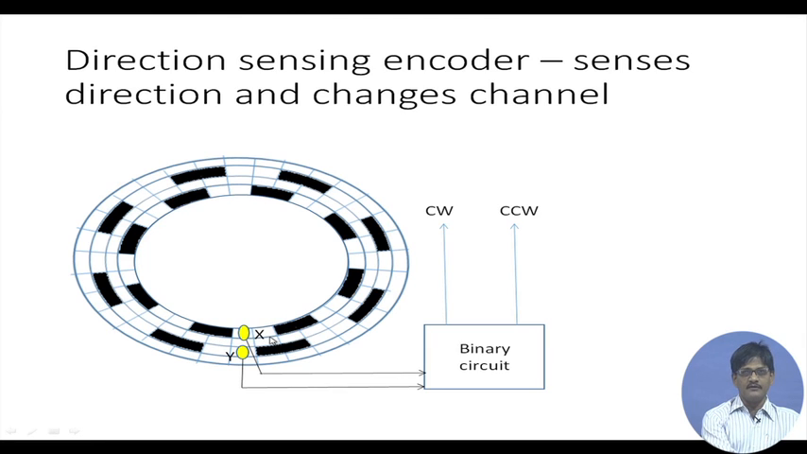If you notice, we have written here x and y. If this direction sensing encoder rotates in a clockwise direction, that is this way, x pulses will lead the y pulses by half a wave. If, however, it rotates in the counterclockwise direction, then y pulses will lead, it's rotating this way now.